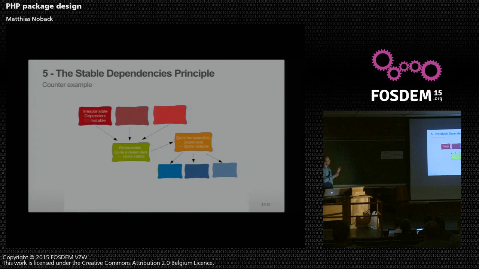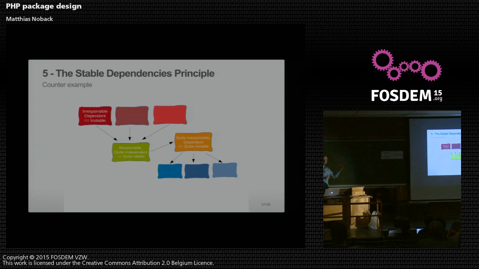But then this diagram shows a problem where there are several irresponsible packages. Those are also dependent, meaning they are instable. And then they depend on some package that is, well, quite stable, somewhere in between. But then the green package depends on a package that has many other dependencies, which makes it instable. So the direction of stability is not downwards, but it goes up towards less stable packages. And yeah, this violates the principle.